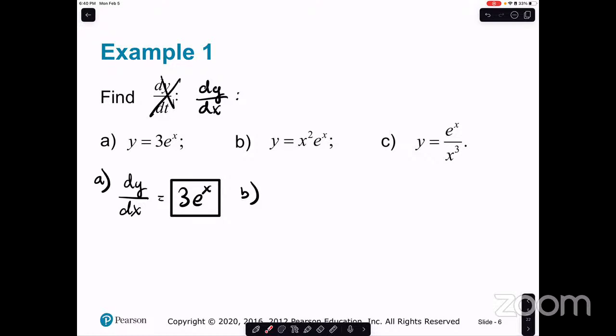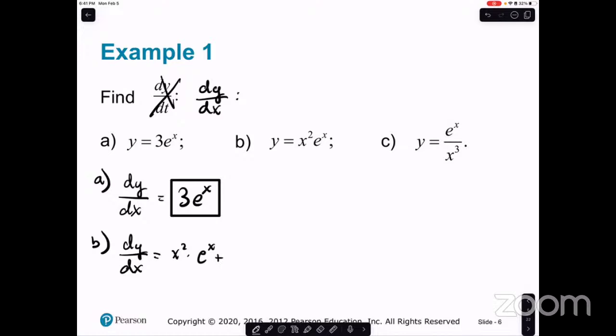All right. So here, the product rule goes what? The first times the derivative of the second plus the second times the derivative of the first. So when we go to find dy by dx, the first, which is x squared, times the derivative of e to the x. So the first times the derivative of the second. e to the x is its own derivative. Plus the second times the derivative of the first. And that's the product rule.